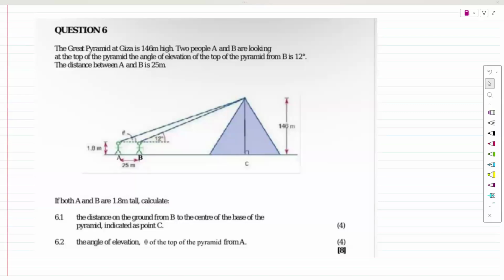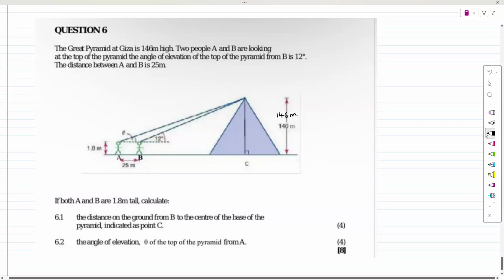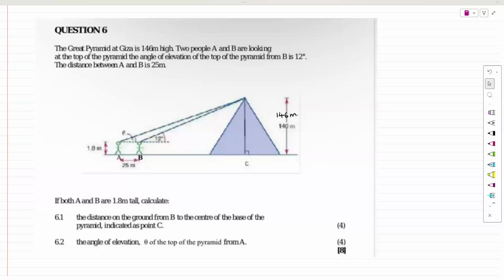Okay, guys. So we have the Great Pyramid, which is 146 meters tall. I apologize, I can see the picture is not clear. There are two people, A and B. Okay, give me a second, guys. Sorry.